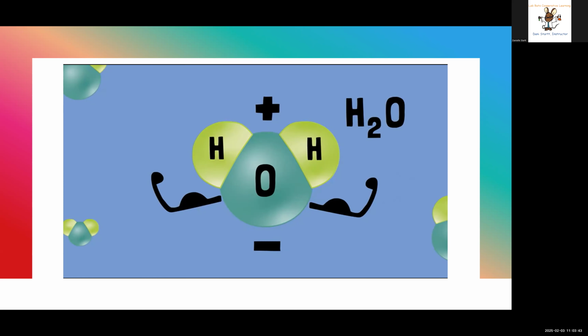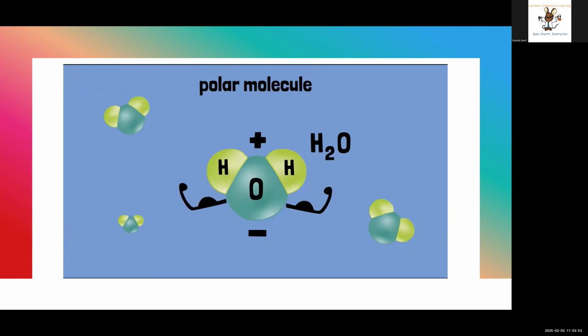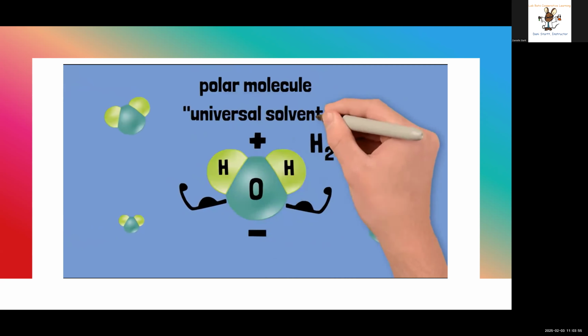Because water is a polar molecule, it's able to dissolve other polar substances such as ions and other polar molecules like itself. Water is so effective at dissolving many different things that it is often referred to as a universal solvent, but it's not truly universal because there are some things that can't dissolve in water, like oil, for example.